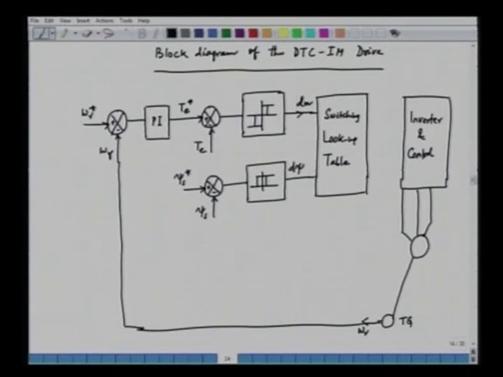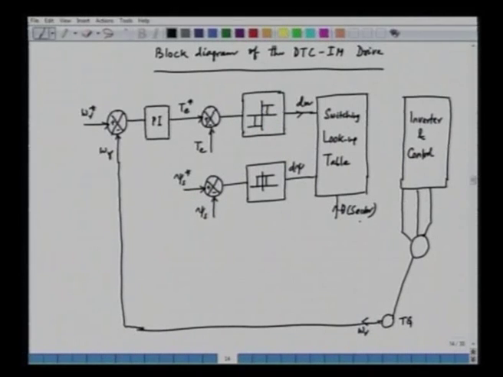Now, the switching lookup table also requires information about theta. Theta is the sector information. Whether the flux vector is in sector 1 or sector 2 or in sector 3 up to 6, unless we have that information, we cannot uniquely find out the voltage vector which has to be applied on the machine. So, we have to find out the sector information. And how do we find out the sector information? We can find out the sector information from a calculator block, that is torque and flux estimator.